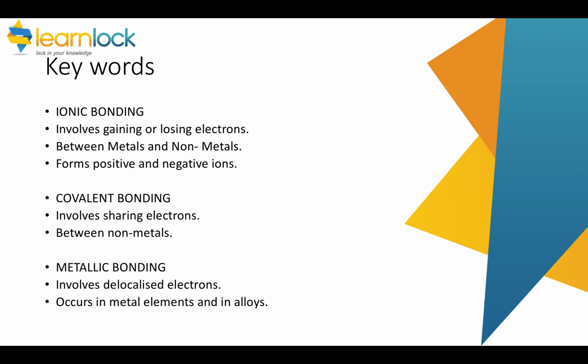Ionic bonding involves gaining or losing electrons, and it occurs between metals and non-metals, where they form positive and negative ions. There are also other kinds of bonding which we will look at in other tutorials. Covalent bonding involves sharing electrons, and that's between non-metals, and metallic bonding involves delocalized or free electrons, and that occurs in metals and in alloys. Let's go back to ionic bonding.